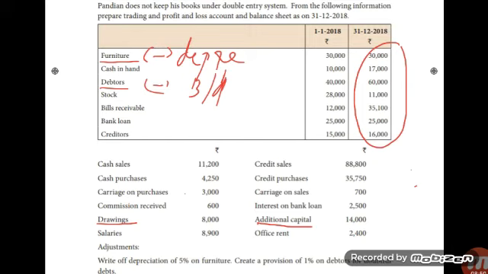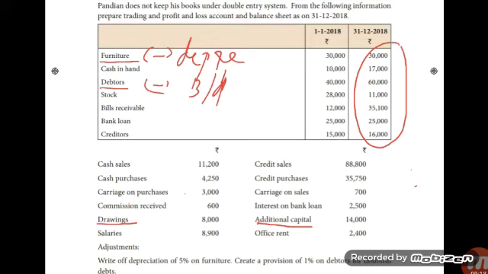Next, stock in outer column 11,000. Bills receivable in outer column 35,100. Next, bank loan. It is a liability. Write on the liability side 25,000. Next, creditors. It is a liability. Write on the liability side 16,000. Now we entered all assets and liabilities.